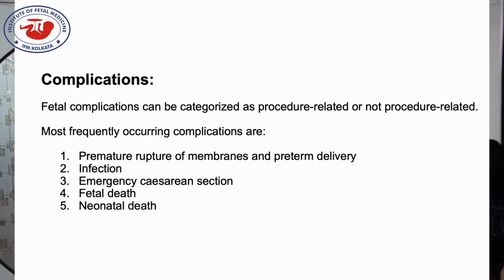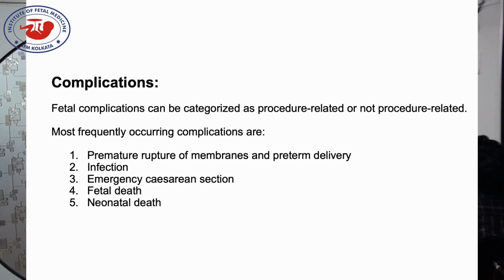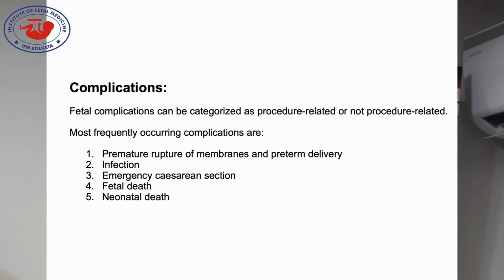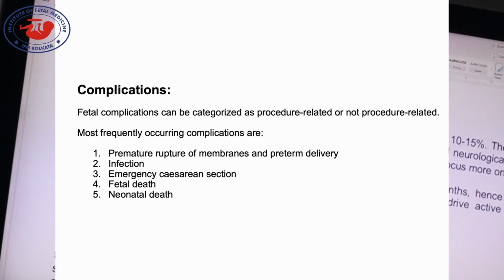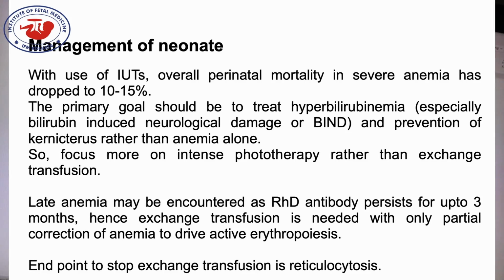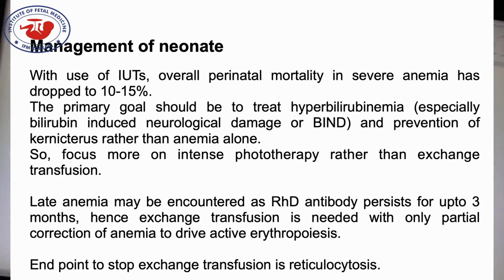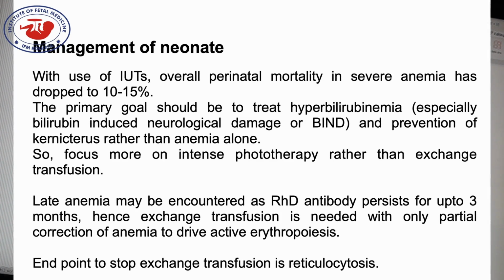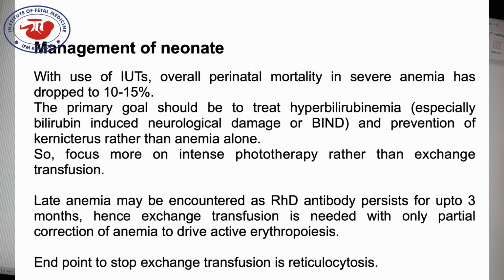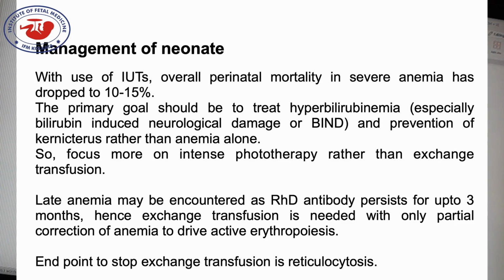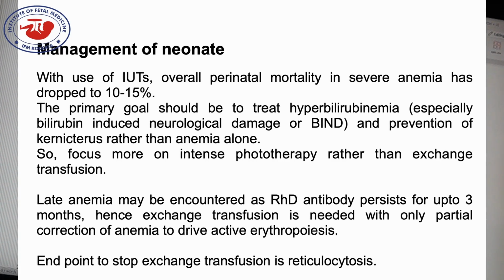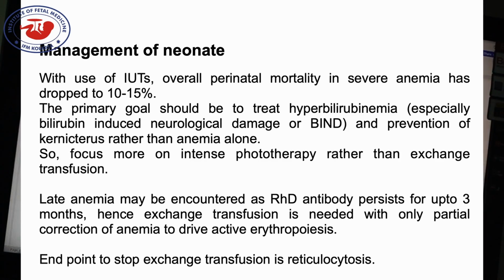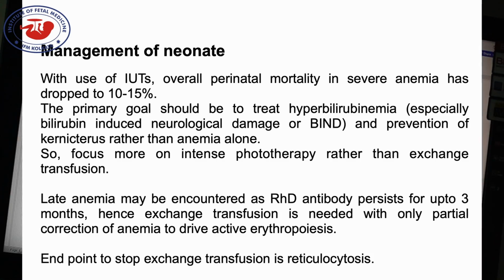Right? Now these are the procedural complications: prong, infection, emergency cesarean section, fetal death, all those things. Okay. Then there is a separate topic on management of the neonate. So all these cases of transfusion need to be managed post delivery also. Your duty is not finished by just antenatal management. Okay. Overall perinatal mortality in severe anemia will drop 10 to 15%, and primary goal should be to treat hyperbilirubinemia.